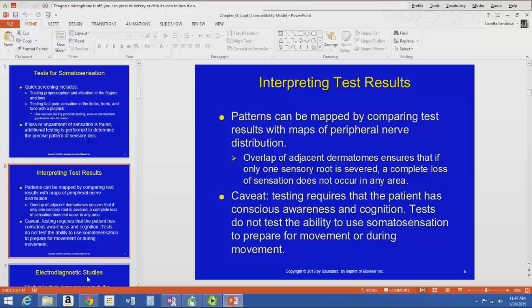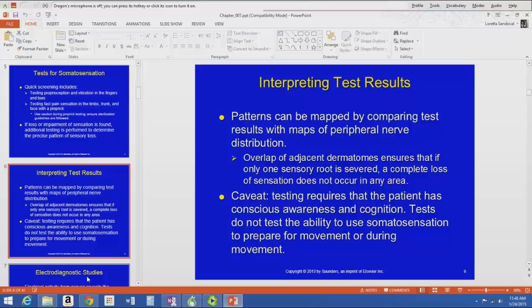But with the overlapping of dermatomes, the PT can use that information to locate which sensory root is involved, where complete loss of sensation is. So it's important for those test results to be accurate so the PT can interpret them and localize the problem a little bit more.